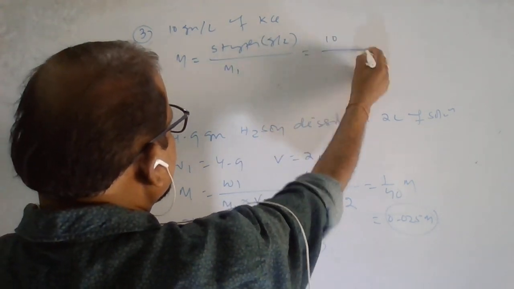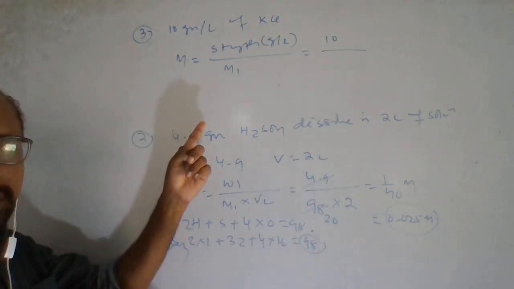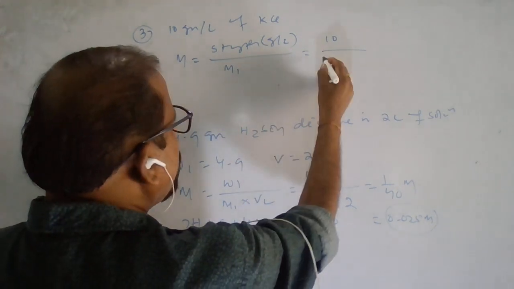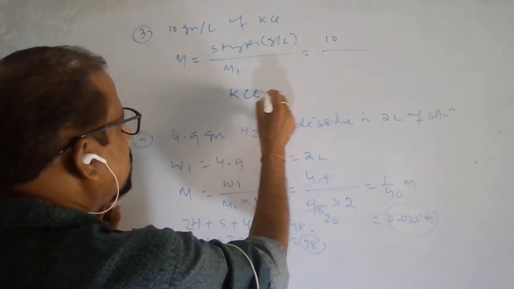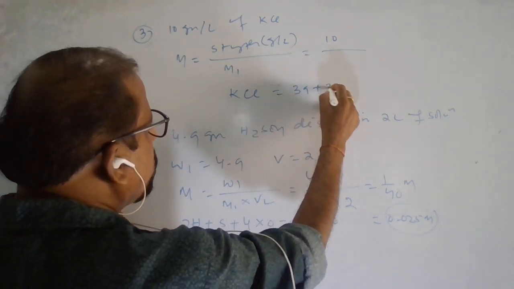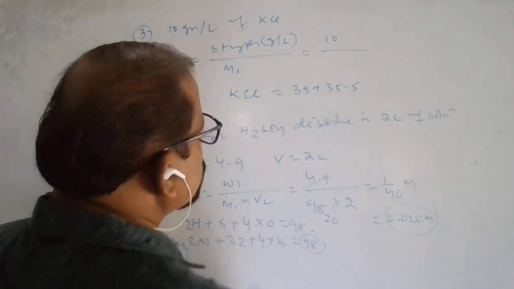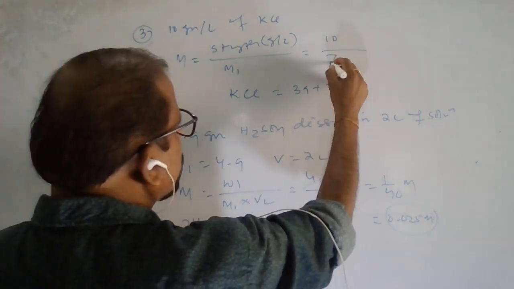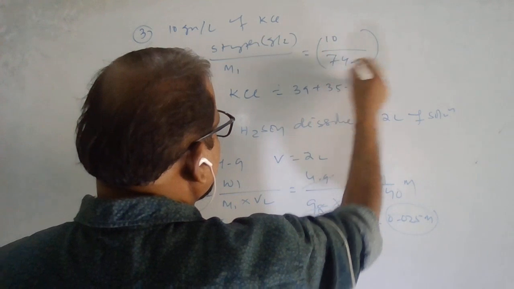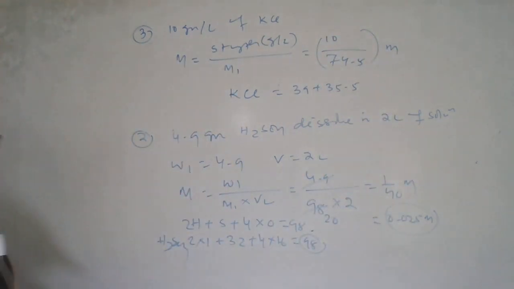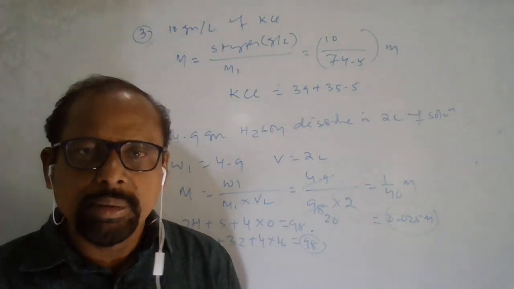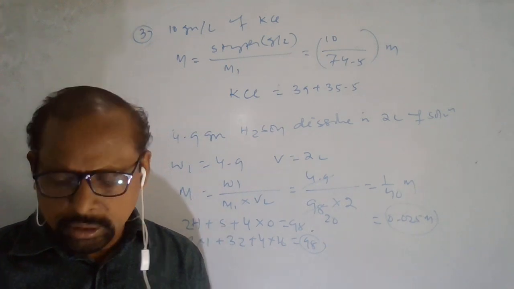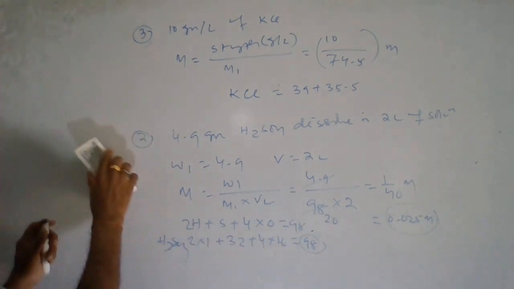The strength is given as 10 and the molecular mass of KCl will be 39 plus 35.5, so that will be equal to 74.5. So whatever it comes to, that is the molarity of the solution. So when the strength is given, you can directly calculate the molarity with the help of this formula.